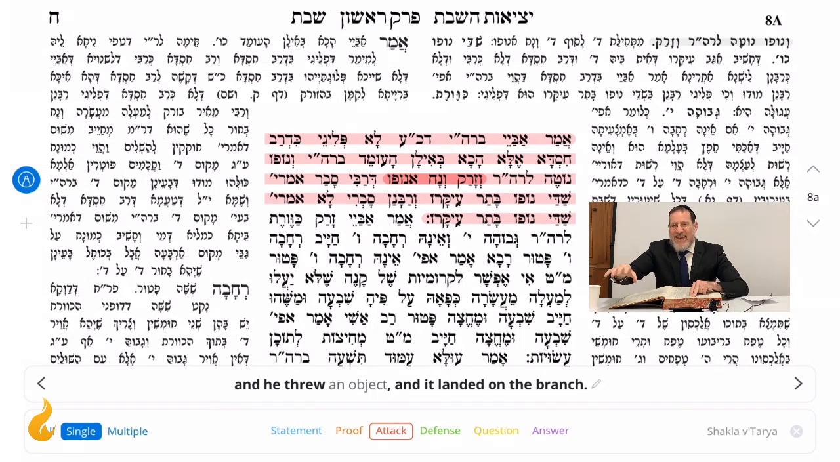The branch is in the airspace of the Reshus HaRabim. It must be that it's under 10, under 10 tefachim. The question is, does that dimension of the trunk transfer over to the branch?